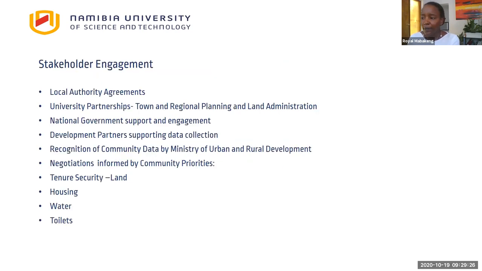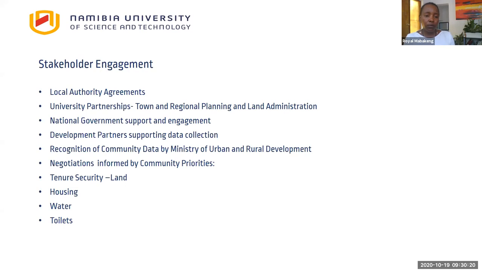When we get to stakeholder engagement, in order for the university and the NGO to engage with the communities, local authority agreements are very important. The university, as I already mentioned, has these partnerships through the town and regional planning and land administration departments, where they can engage with informal settlement communities. But this partnership is spearheaded by the NGO and the community-based organization, the Shack Dwellers Federation. We have national government support and engagement, and an ongoing memorandum of understanding with the Ministry of Urban and Rural Development. All these agreements are important in order for students to engage and for the university to avail staff members to visit or work in these different informal settlements.